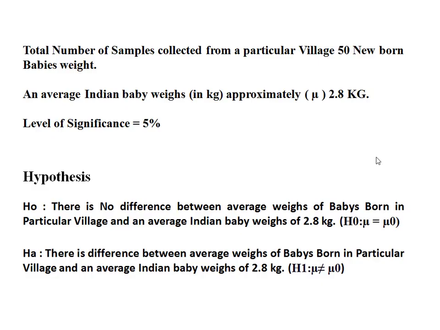Now let us take an example. The total number of samples collected from a particular village is 50 newborn babies' weights. This sample is compared with the population mean, that is, an average Indian baby's weight, approximately 2.8 kg. Now we are going to compare this population mean with the sample mean. The level of significance is 5%.